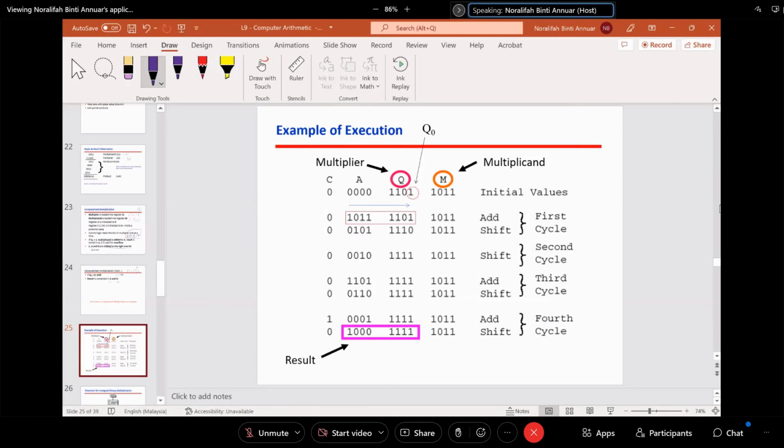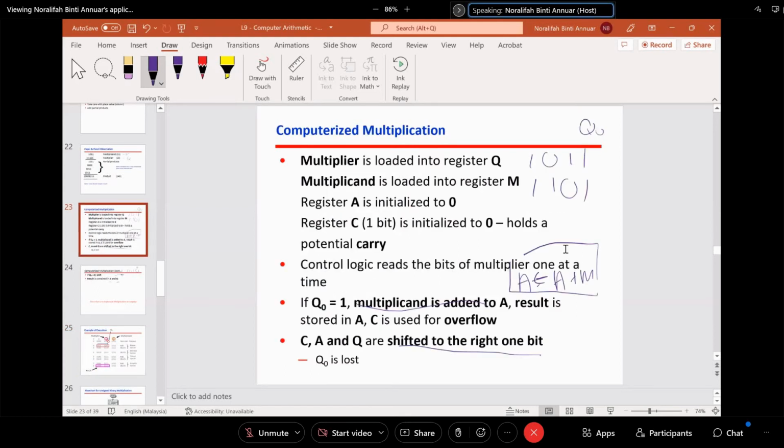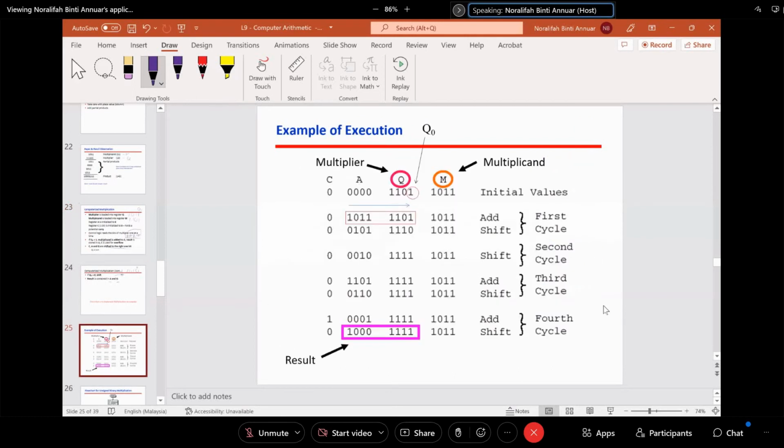There are 4 digits, so 4 cycles. This is what you need to look at. The condition of Q0 determines the next step. If Q0 is equal to 1, what should you do? You add it to A. If Q0 is equal to 0, you do the shift operation. So you observe this position Q0: the multiplicand is added to A.